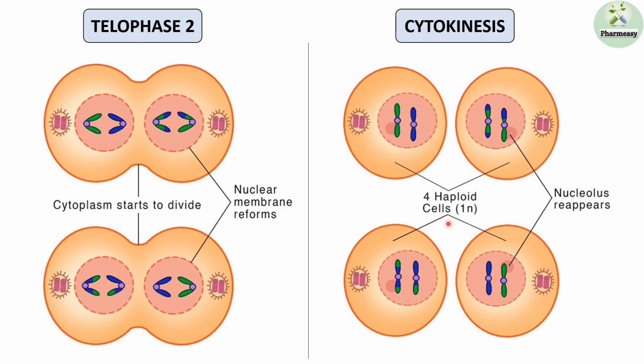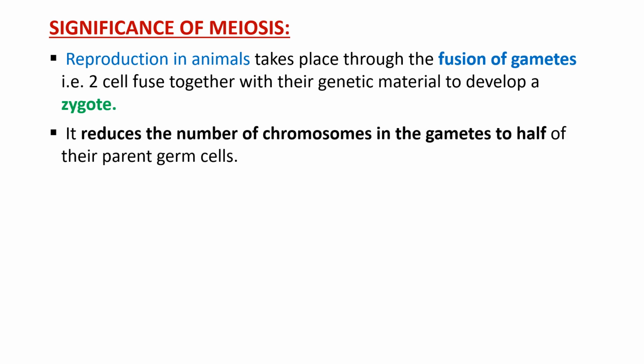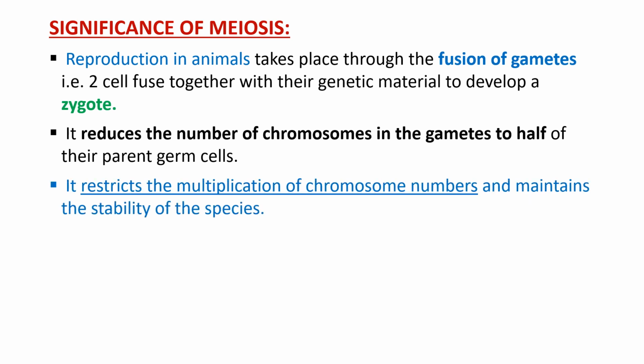Now, our last topic is significance of meiosis. Reproduction in animals takes place through the fusion of gametes, that is two cells fuse together with their genetic material to develop a zygote. It reduces the number of chromosomes in the gametes to half of their parent germ cells, that is to n. Meiosis restricts the multiplication of chromosome numbers and maintains the stability of species.